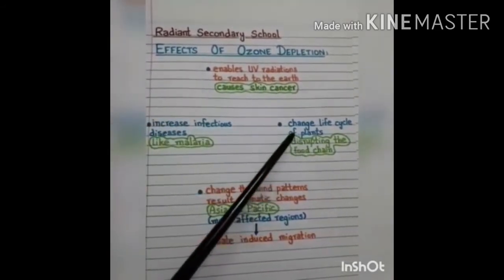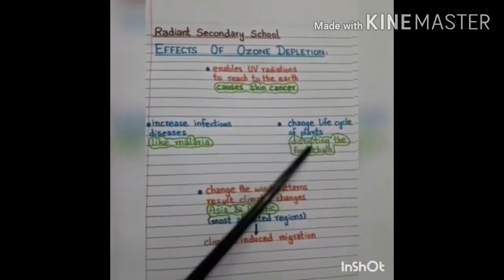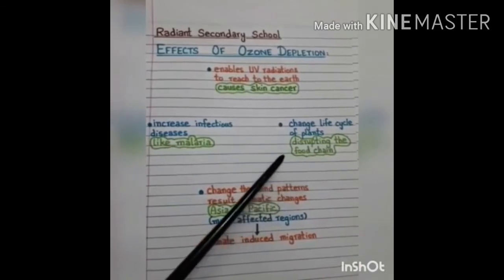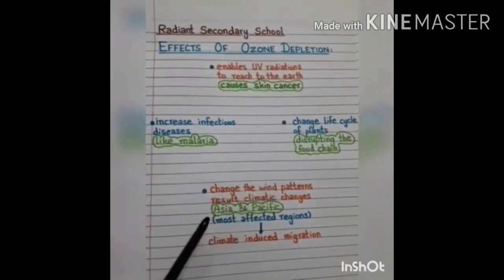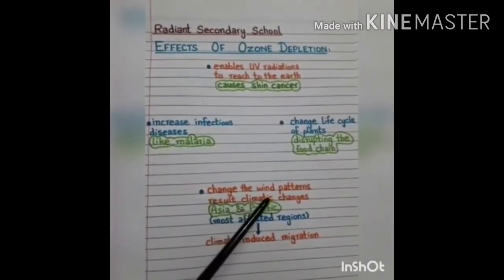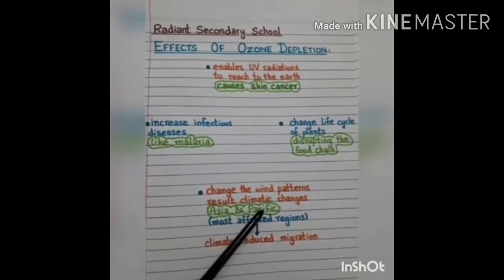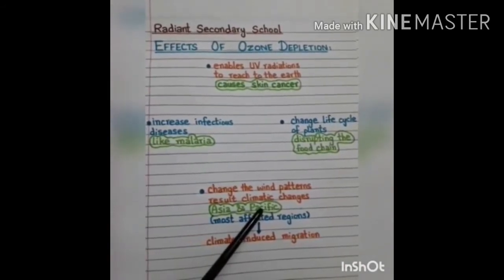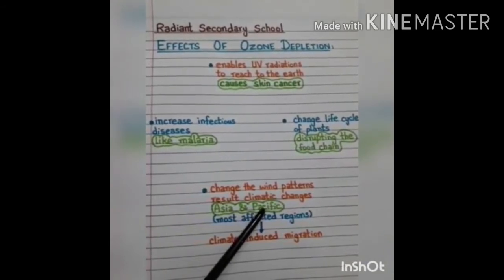Depletion of ozone layer also can change life cycles of plants by disrupting the food chains. When food chains are disturbed, then life cycle of plants is also disturbed. Depletion of ozone layer also changes the wind pattern, which results in climatic changes. Climatic change is the change in weather patterns which may result in increased heat or other extreme weather conditions such as melting of glaciers, etc.